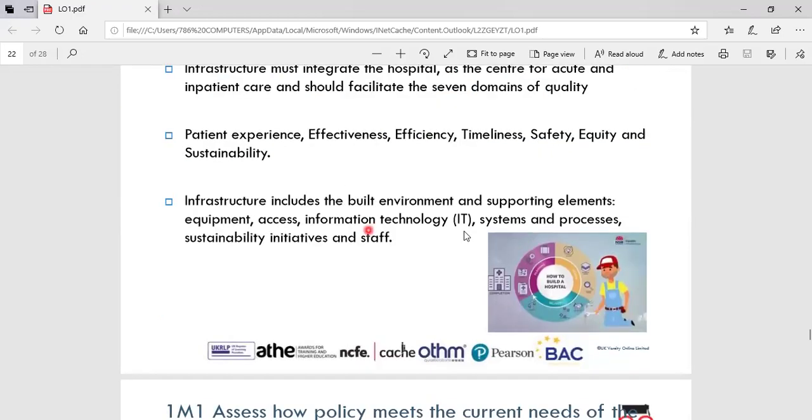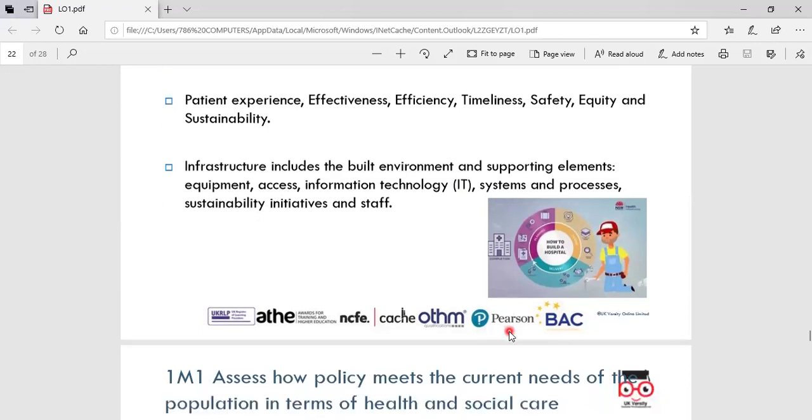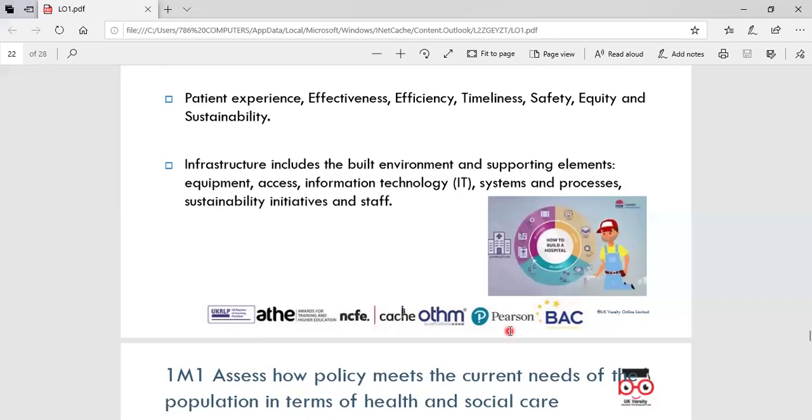So infrastructure would also include the built environment. How are the streets built? How is the building built? Is it well lit enough? Does it have enough space for the people who are working there? Does it have IT services? Are the systems and processes working there safely? So you have a whole sector on how to build a hospital. This is all the construction side. So if a hospital is built and it doesn't have anti-slip measures, you're going to have more accidents there, isn't it?